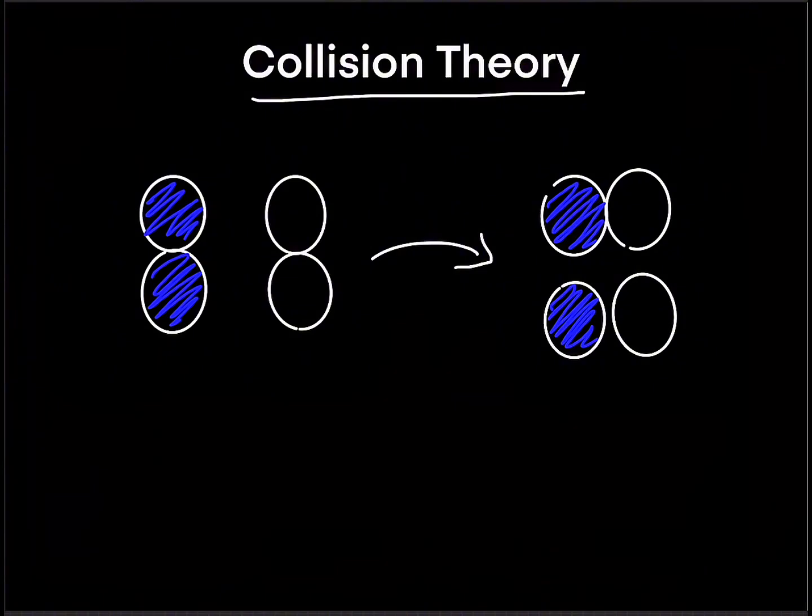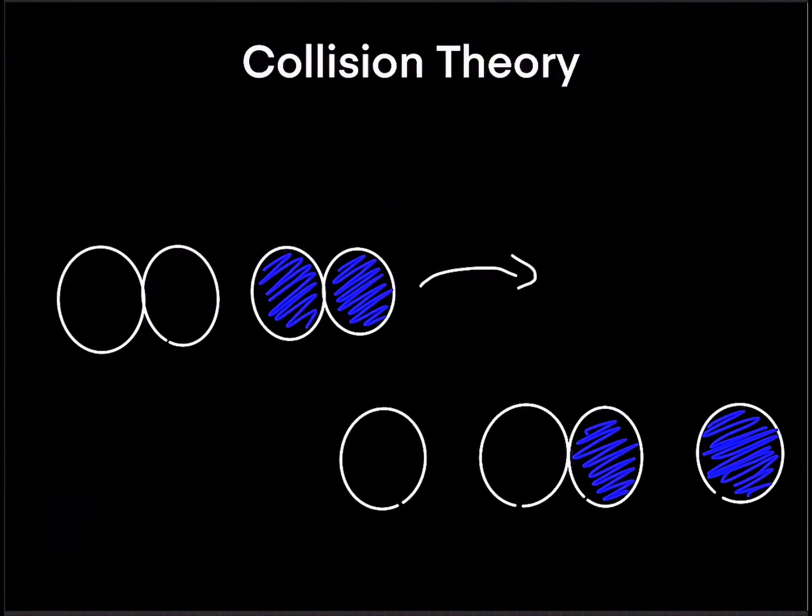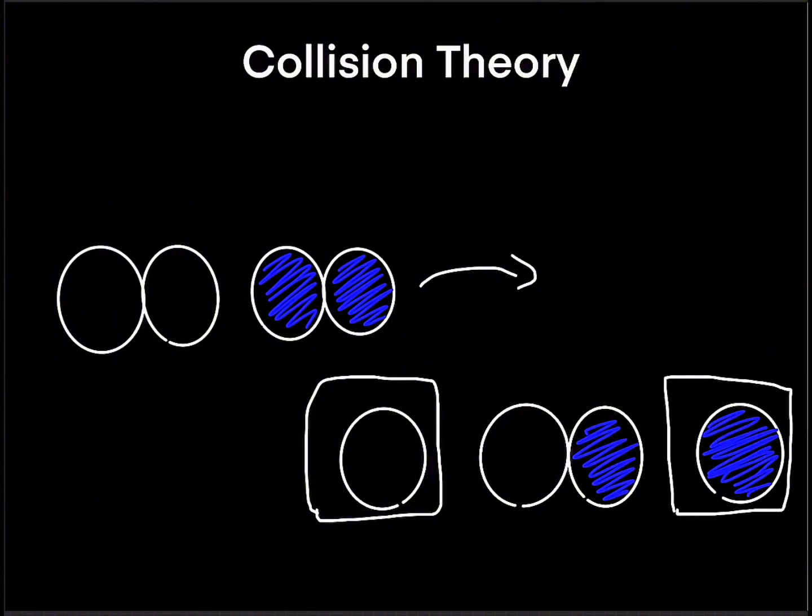For example, in this picture, we have an example of an effective collision. This is because two particles or reactants are being collided together to form two new products, both being effective. An ineffective collision, as we see here, results in one product and two remaining particles that didn't collide. Therefore, it would be ineffective.